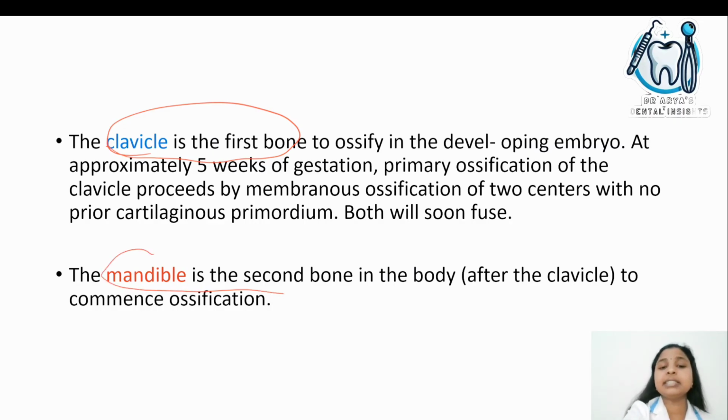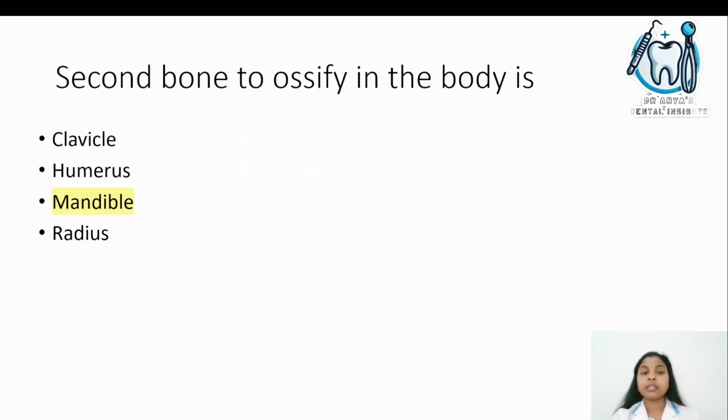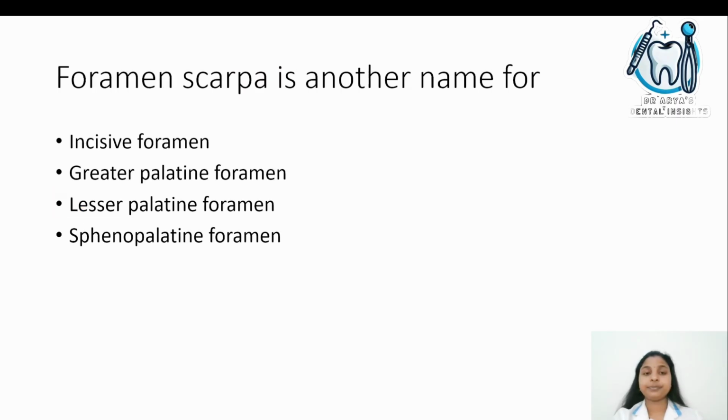And the mandible is the second bone in the body after the clavicle to commence ossification. So which is the second bone to commence ossification? It is the mandible. The first bone is the clavicle. So these are the two questions related to each other. The second bone to ossify in the body is the mandible.